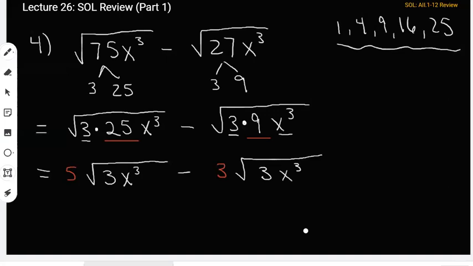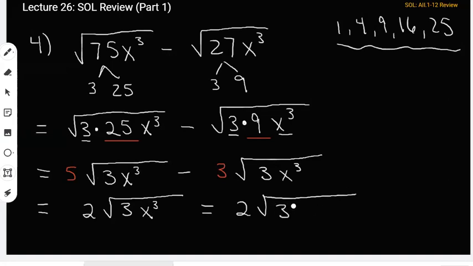Okay, so now what I can do is, since I have the same radical on both sides, I can do 5 minus 3, which is 2. But notice the 3 has to stay under for now, and the x cubed has to stay under for now. Now, what I can do with this x cubed is break it up into x squared times x. So what is that going to look like? I can write that as x squared times x.